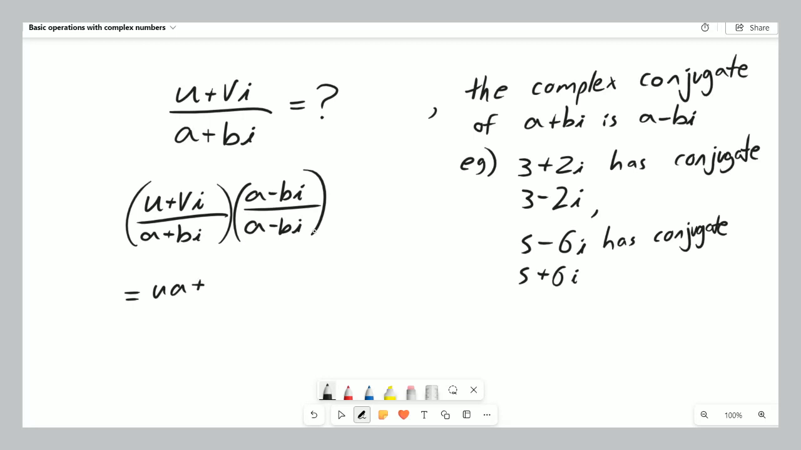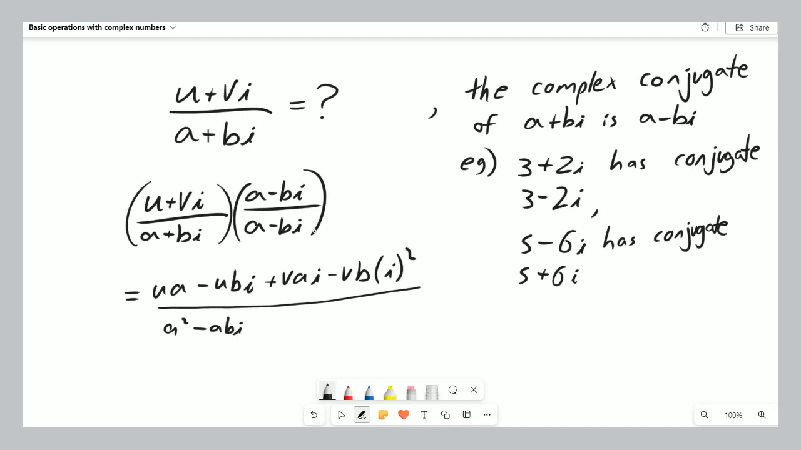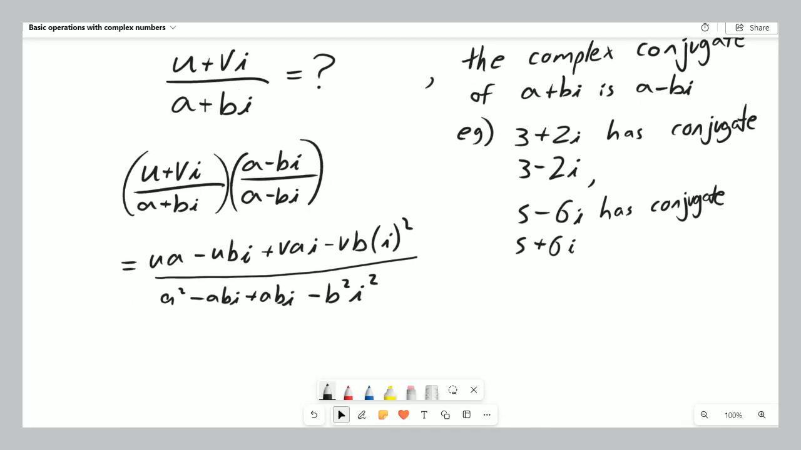ua plus ubi, sorry, that's minus ubi, plus vai minus vb times i squared, divided by a squared minus abi plus abi minus b squared i squared. Now look what happens at the bottom.